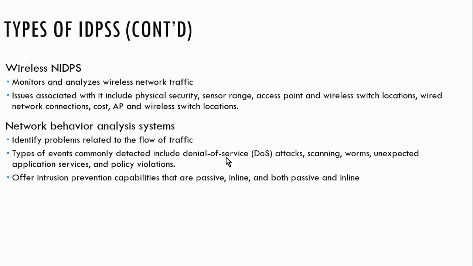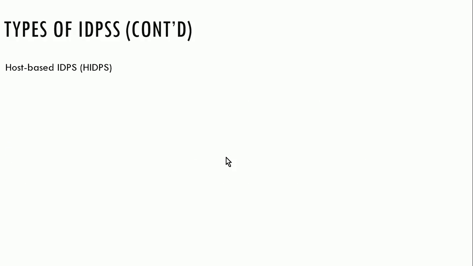Network behavior analysis systems identify problems related to the flow of traffic. So, for example, it can detect things like denial of service attacks that are actively happening, worms, policy violations. It can look for things that are happening that might indicate some violation of policy. And, of course, there are standard things you can do in these IDSs to configure that type of thing. And some of them have prevention capabilities as well as detection.